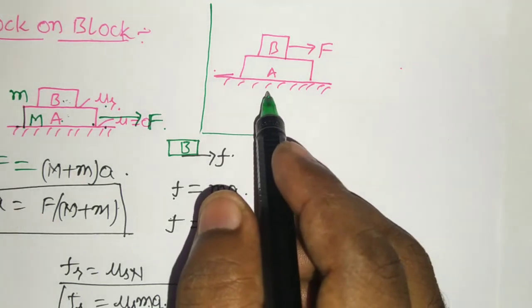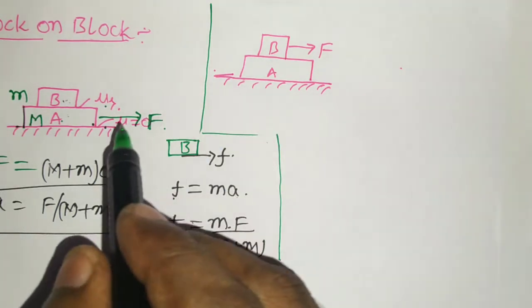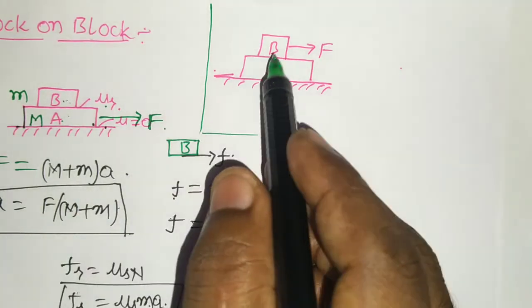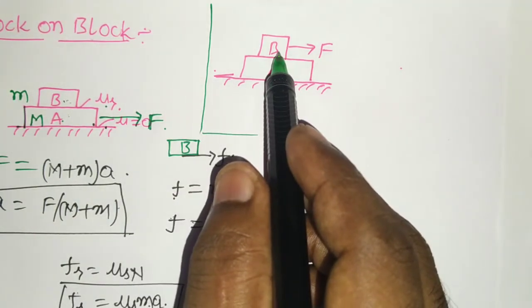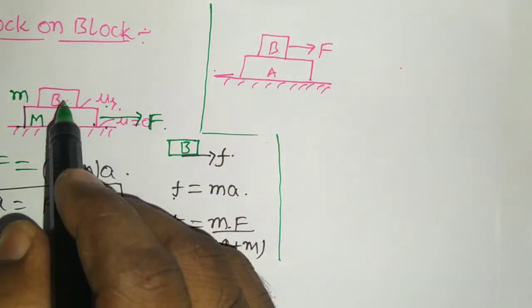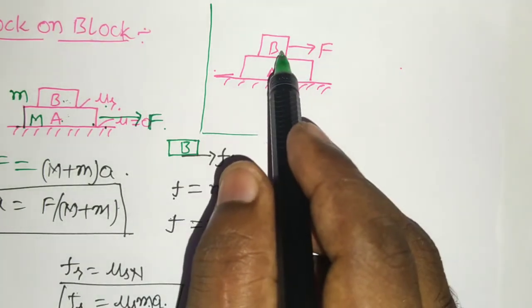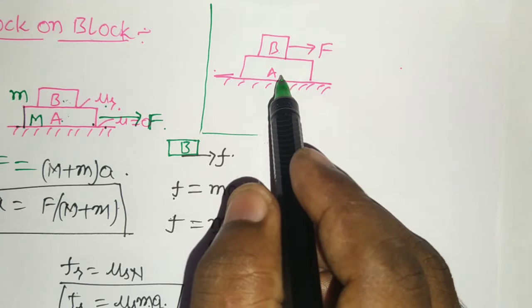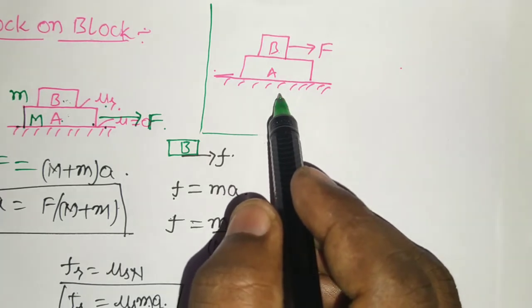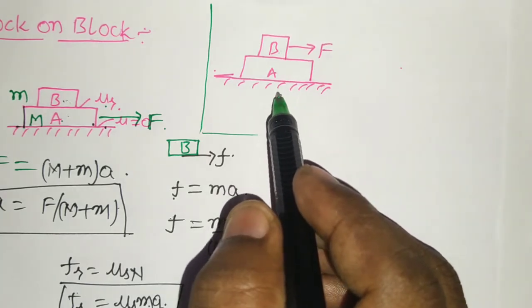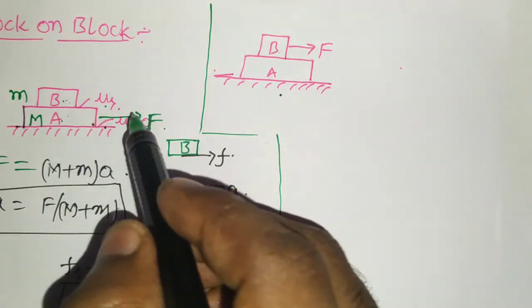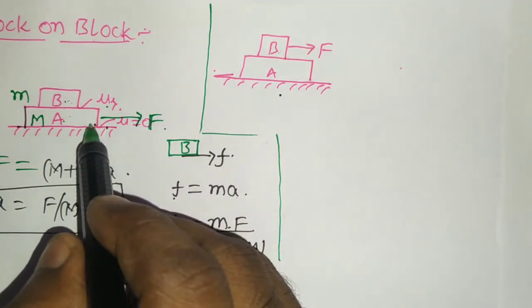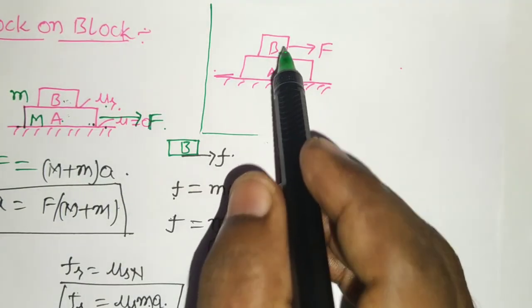Now in this second case, instead of applying the force on this bottom block, I am applying it on the top block, and everything is the same as in the previous case. That is, the coefficient of friction between B and A is mu s, and A is resting on a smooth horizontal surface. The only change is, instead of applying the force on the bottom block, I am applying force on the top block.